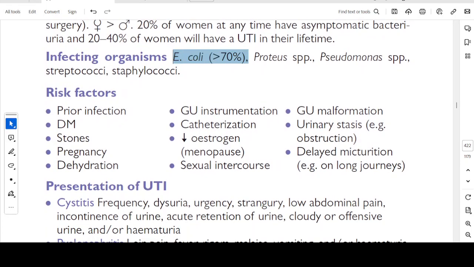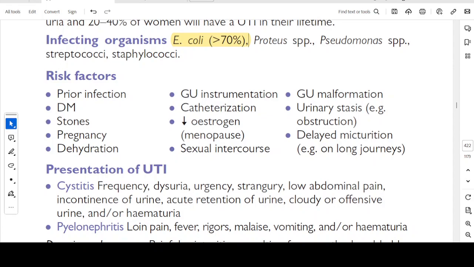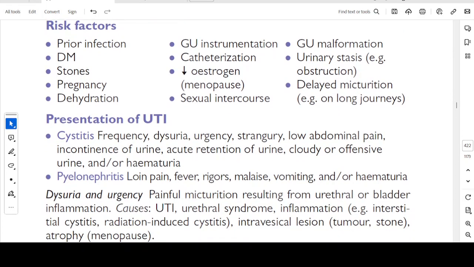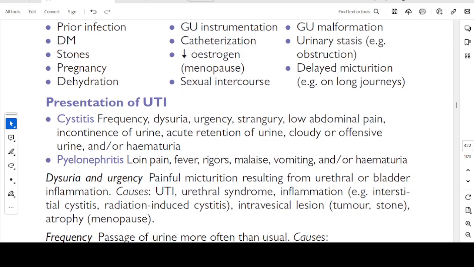Infective organisms are E. coli 70%, Proteus species, Pseudomonas species, Streptococci and Staphylococci. Risk factors: a prior infection, diabetes, stones, pregnancy, dehydration, genitourinary instrumentation, catheterization, decreased estrogen as in menopause, sexual intercourse, GU malformations, urinary stasis, for example obstruction, delayed micturition. So whenever you are on long journeys, make sure you micturate on time. Delayed micturition on long journeys is a risk factor for urinary tract infection.